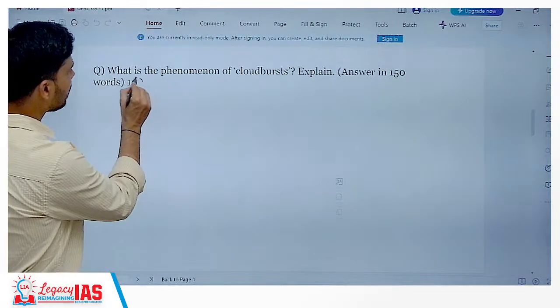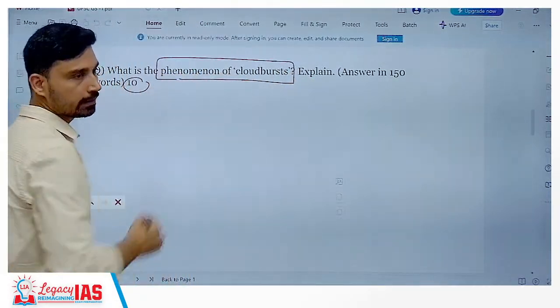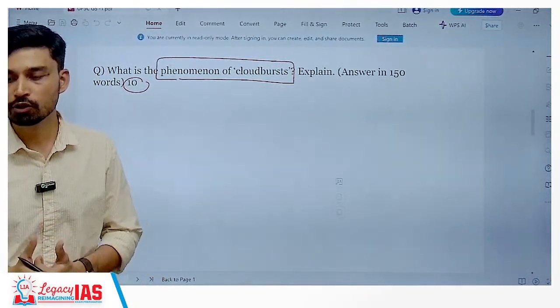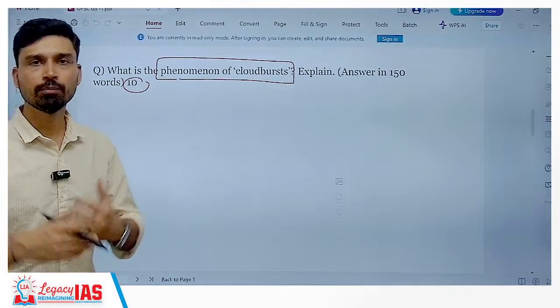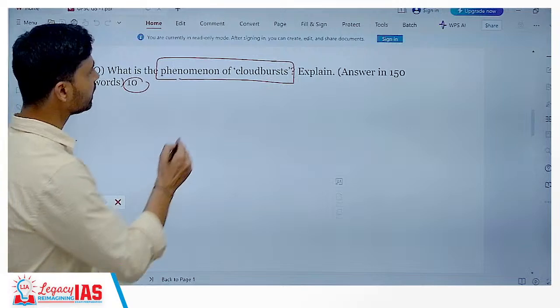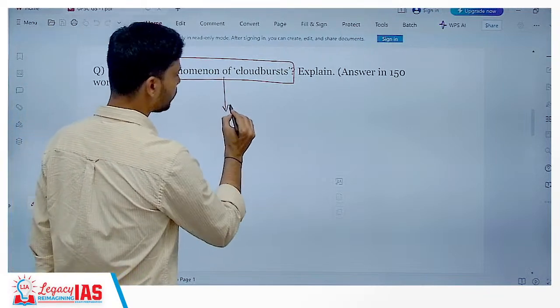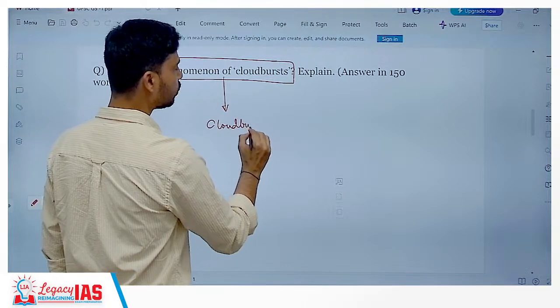So again it is a 10 mark question. Cloudburst was again in the news recently, especially in the context of India, because a lot of flood-like situations have developed both in the northeastern region as well as the Himalayan region due to cloudburst. So it is a straightforward question. You have to write the definition of cloudburst.